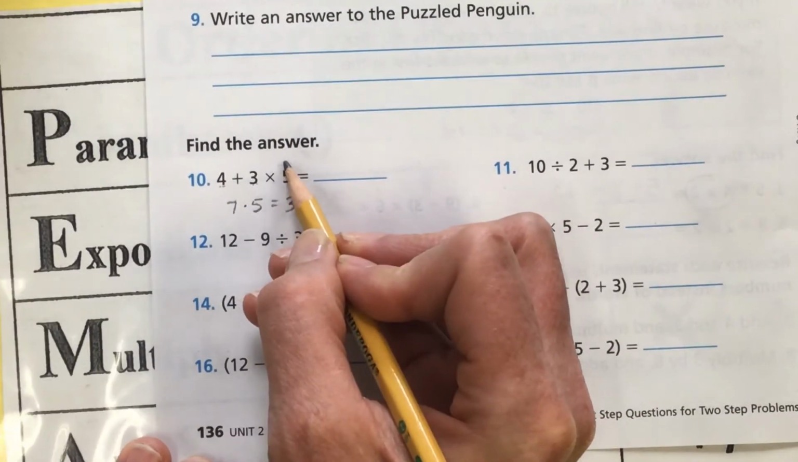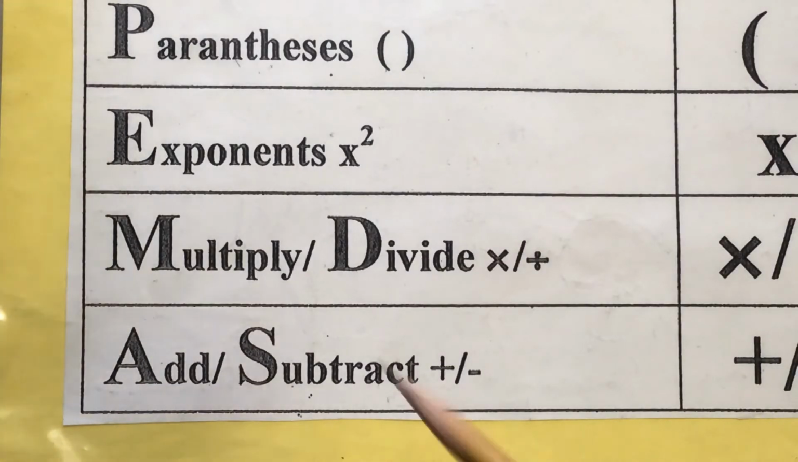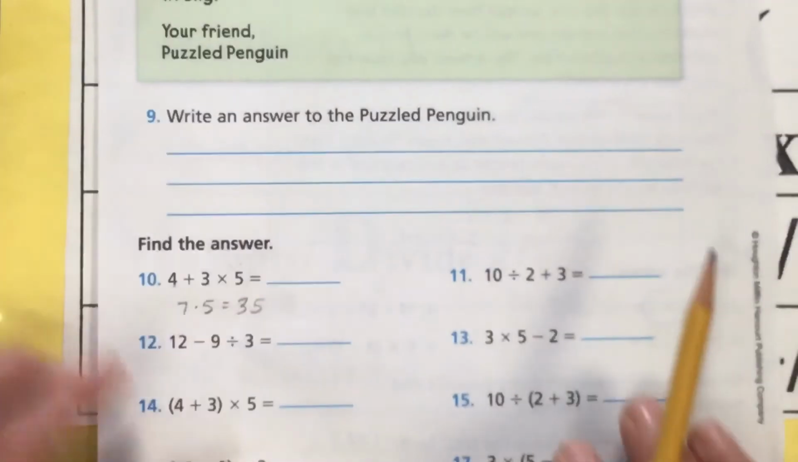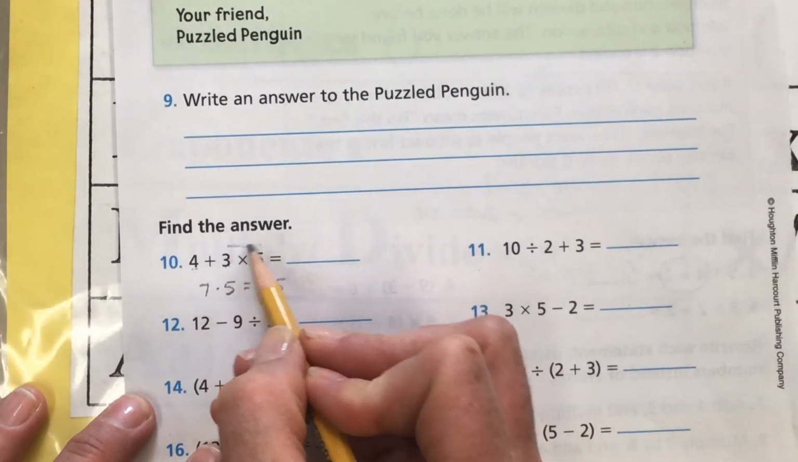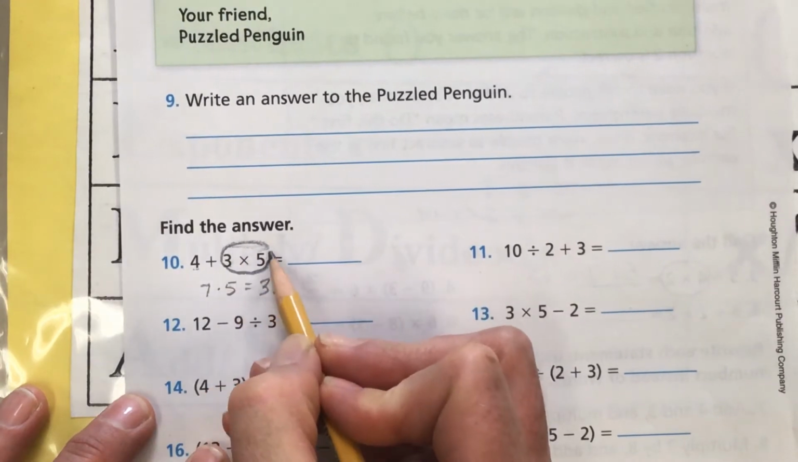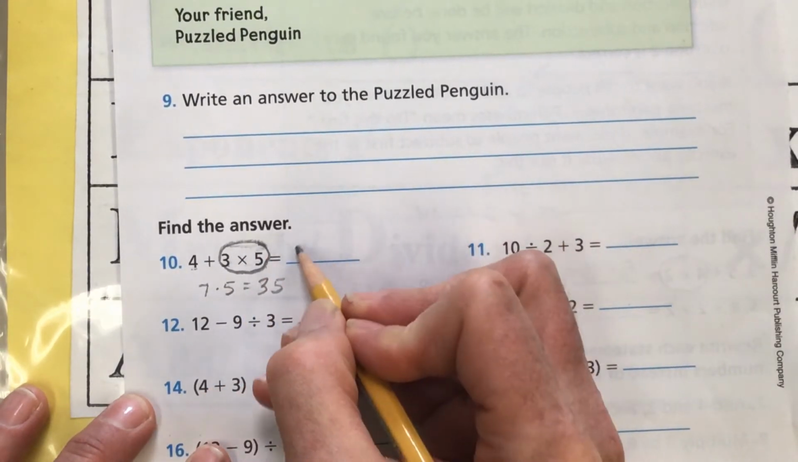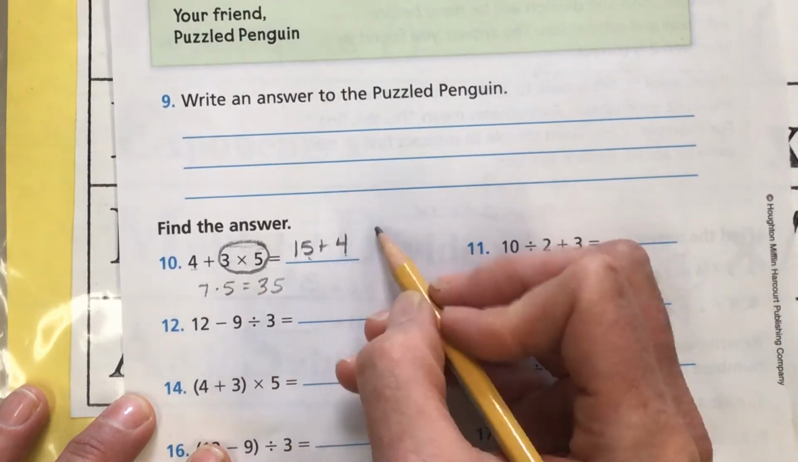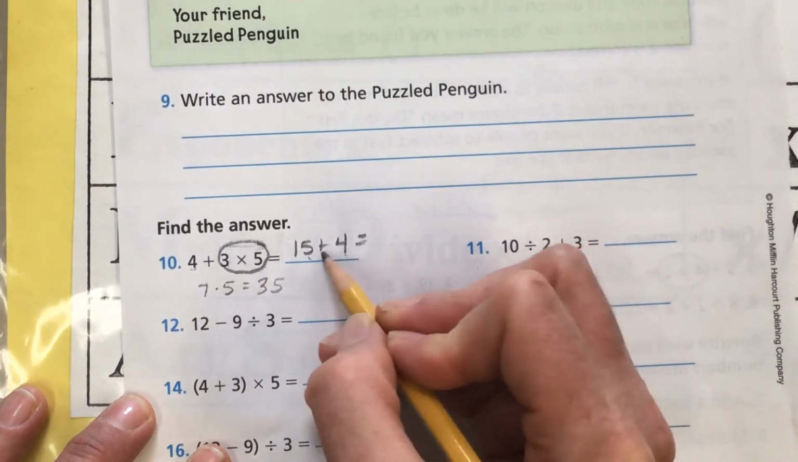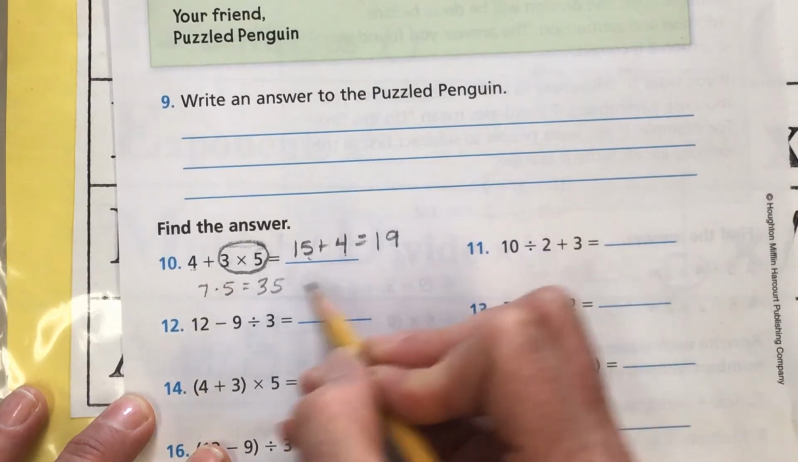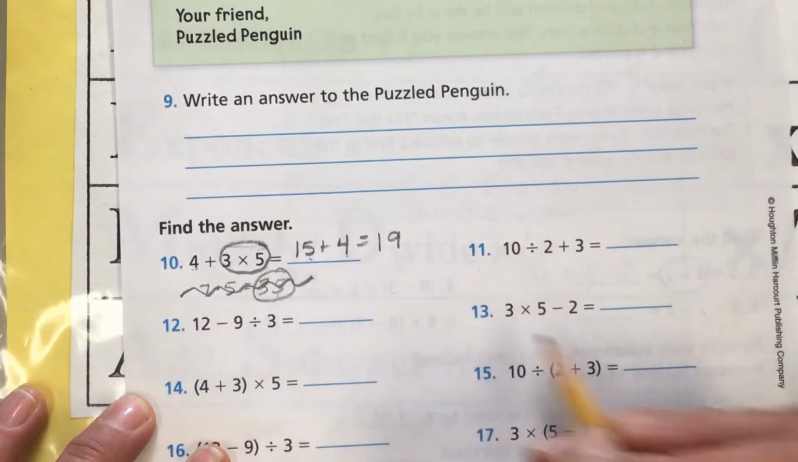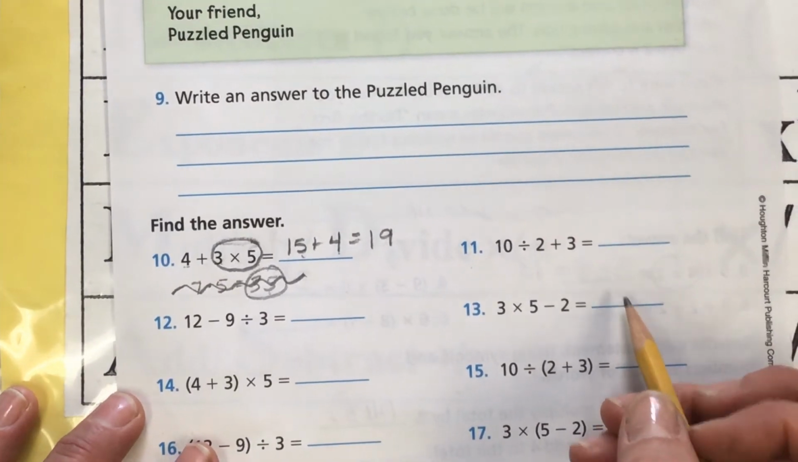But I know that the order of operations, since there's no parentheses and there's no exponents, the next thing to do would be to multiply or divide from left to right. So from left to right, I have this. This is a 3 times 5. 3 times 5 is 15. Then I'm going to add 4 to that. Now 15 plus 4 is going to be 19. That's a lot different than 35. So that's why the order of operations is super important.